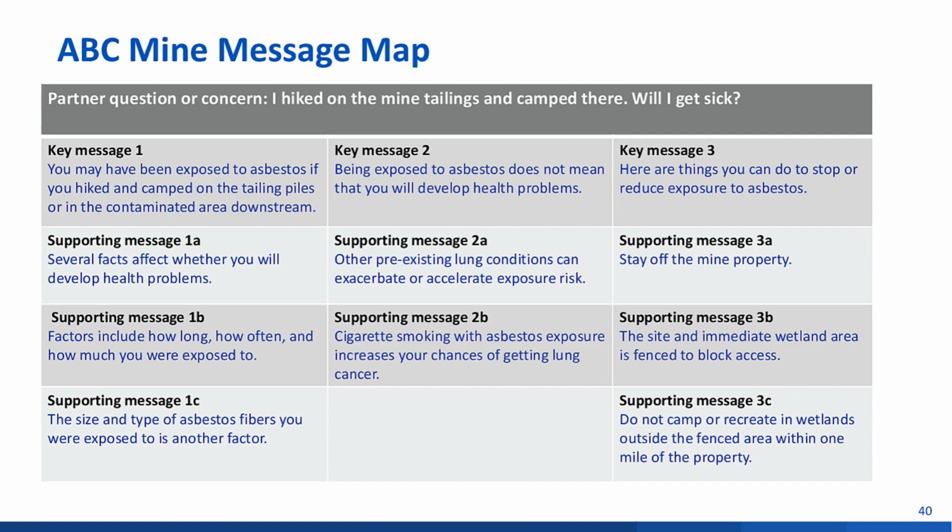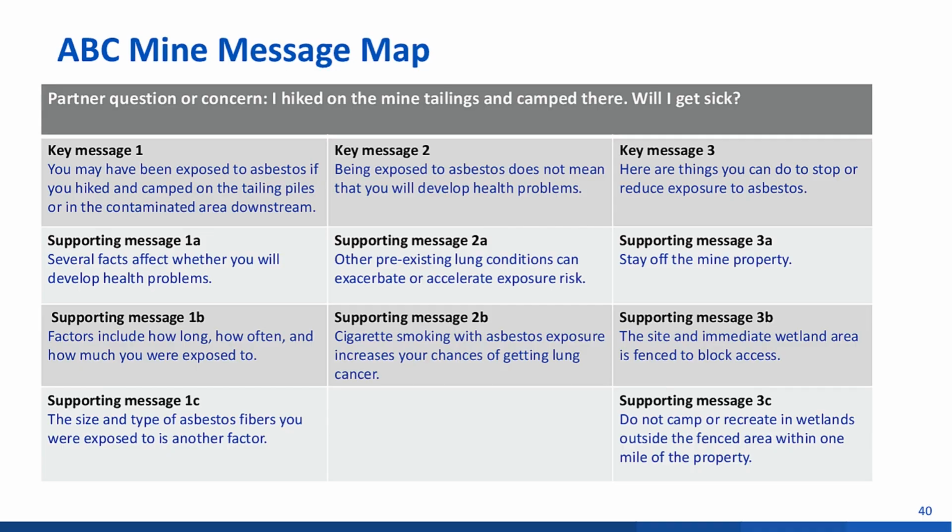For key message 2, the supporting messages are 2A. Other pre-existing lung conditions can exacerbate or accelerate exposure risk. 2B. Cigarette smoking with asbestos exposure increases your chances of getting lung cancer.